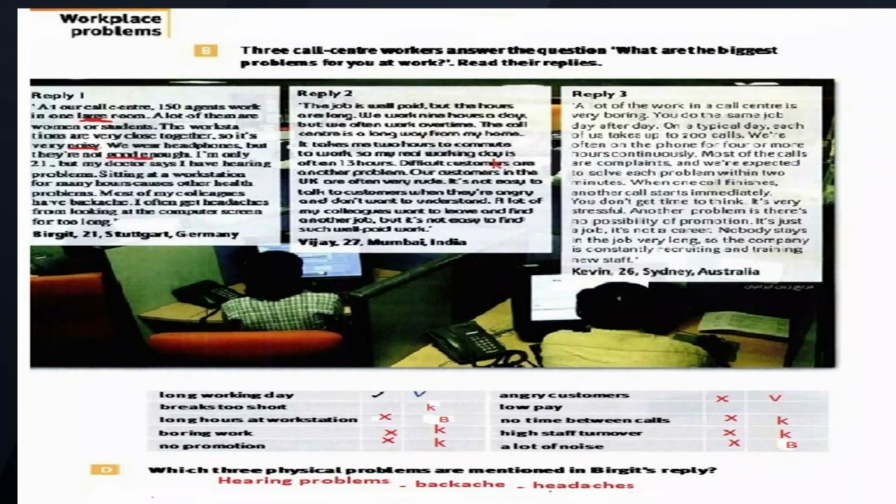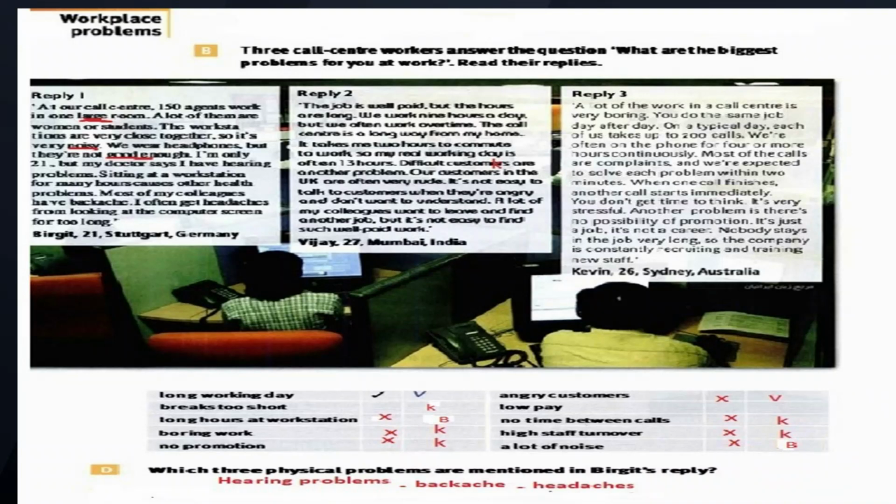Kevin. So let me define this term for you. Staff turnover. What's the staff turnover? So it means the total number of workers who leave a company over a certain time period. It includes those who exit voluntarily as well as employees who are fired or laid off.